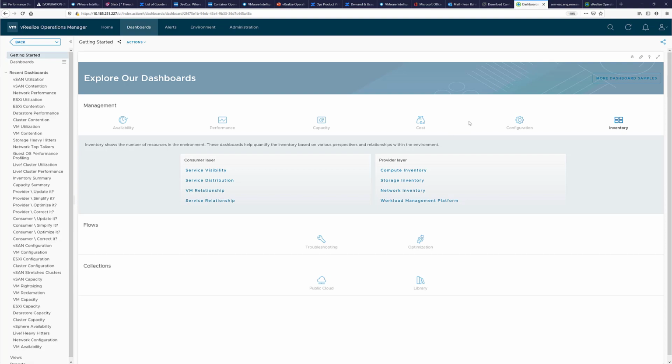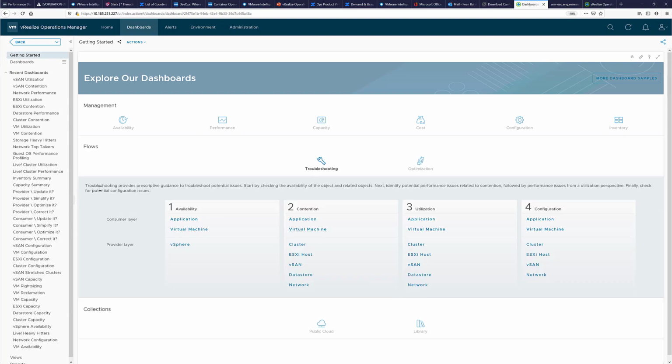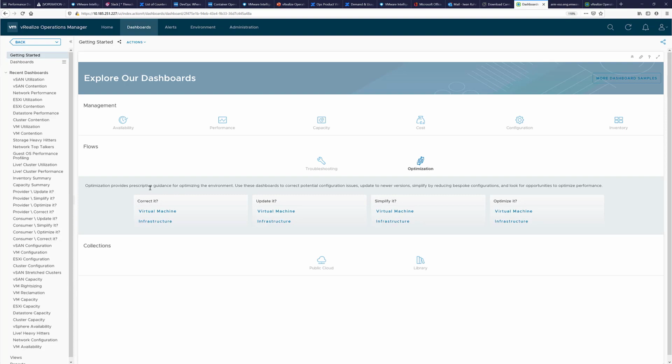The reason why compliance is not here is because it is now completely built into the product as a page. Next is a flow, which is representing a process, such as you want to fix something, a troubleshooting process, or if there is nothing wrong but you want to optimize something, so we have the optimization process. So in a sense, part of the VMware optimization assessment is already baked in.